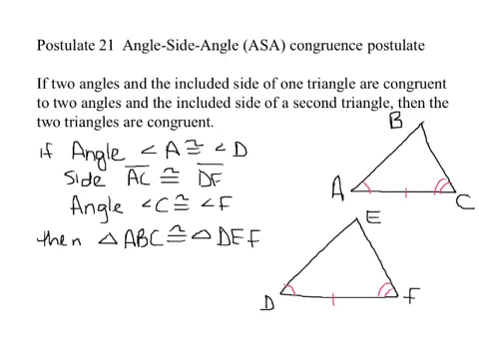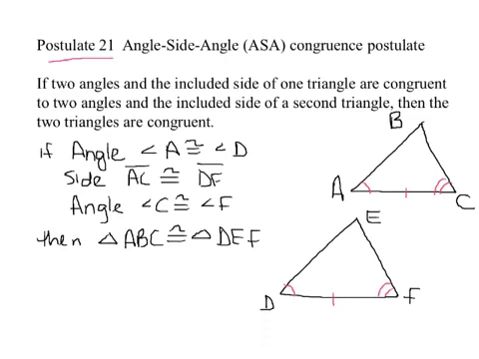Lesson 4.6, prove triangles congruent by angle side angle and angle angle side. First of all, we have a new postulate, postulate 21. It's the angle side angle congruence postulate.